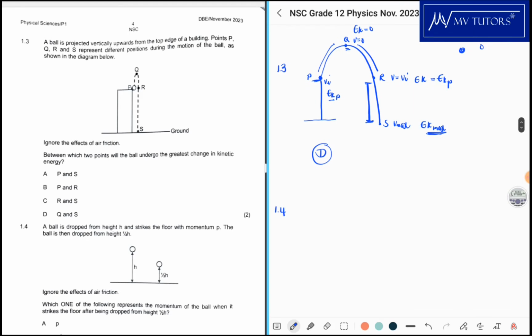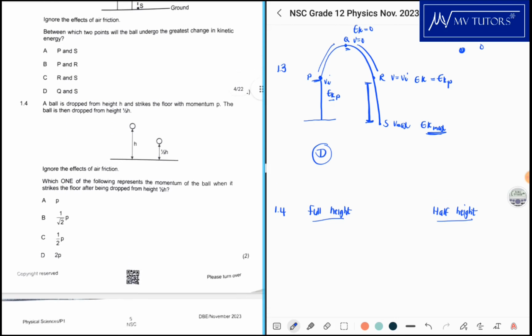And then 1.4. Now a ball is dropped from height h and strikes the floor with momentum p. Okay, if it's dropped, we know that the initial velocity is 0. The ball is then dropped from height half of h. Okay, so we have our full height and we have half the height. Now what are they going to ask us? We have 2 scenarios.